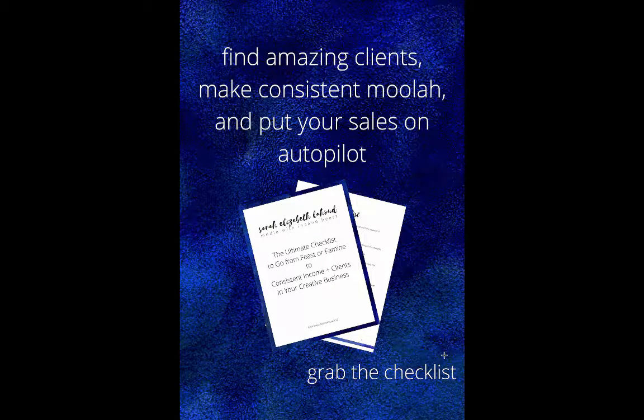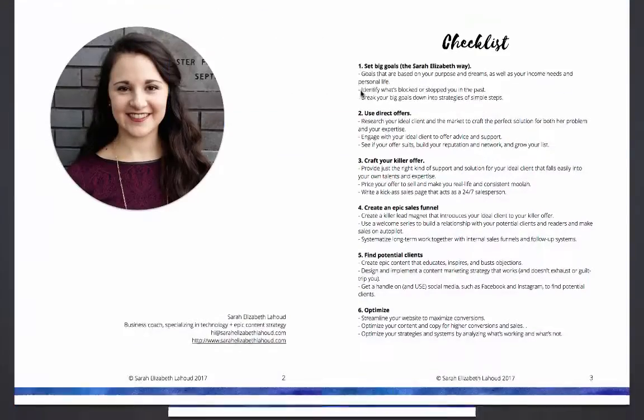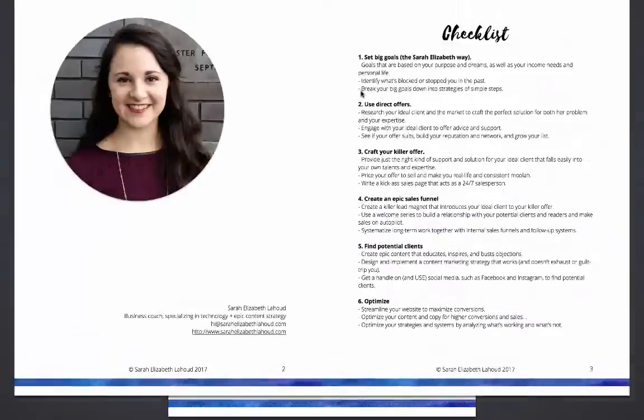Okay, so the first thing you need is this checklist. As you can see, it's actually an image of my checklist. I very surreptitiously put the second page behind it so you can't see it. But it is an actual image of my checklist, which I've already created in my computer, which you can see right here. So you see the ultimate checklist to go from feast or famine to consistent income and clients in your creative business. Now this is actually a PDF. If I scroll, you can see it's got a couple of pages in it.